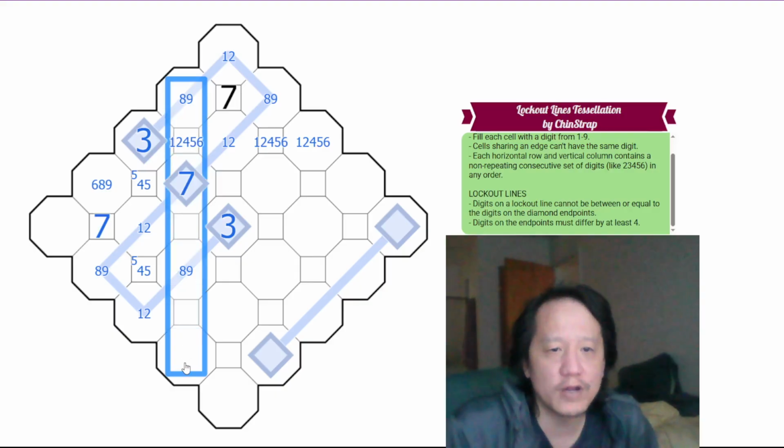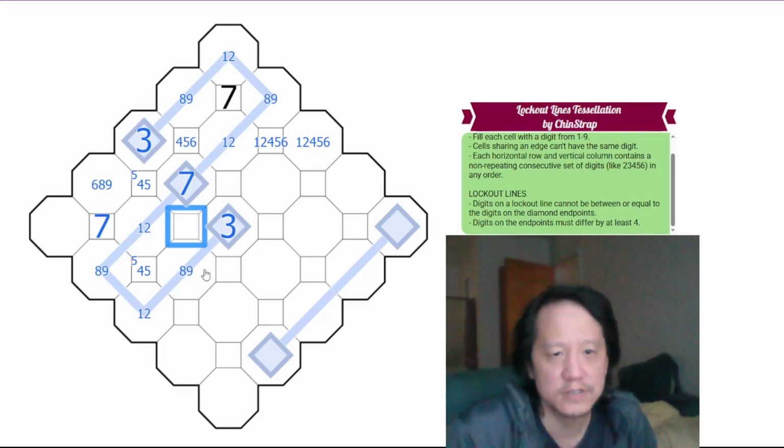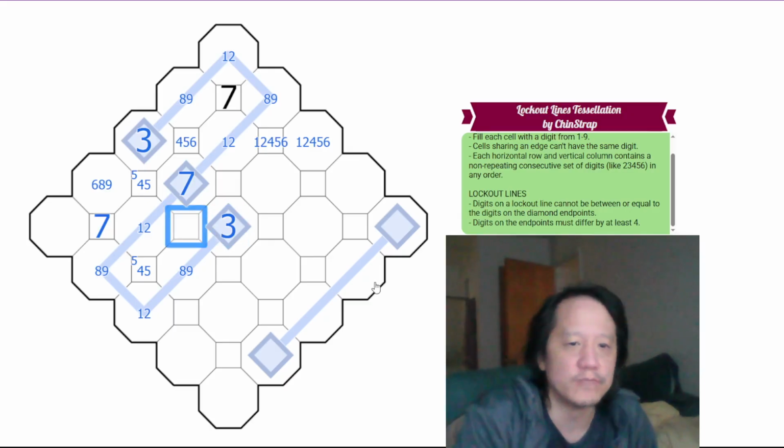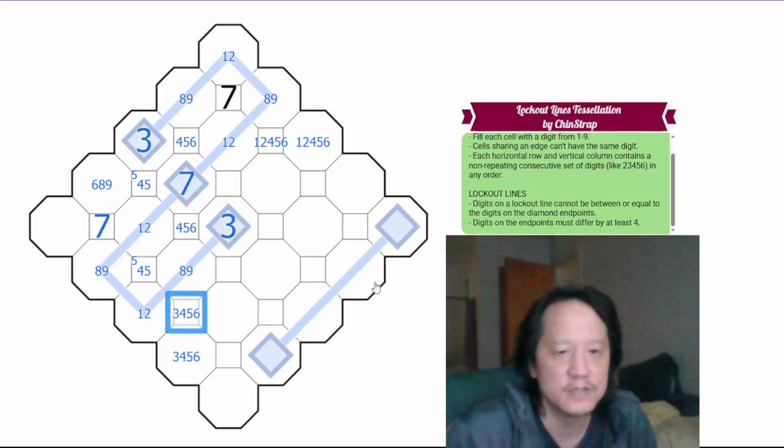And column 4 has to be 7, 8, 9. So therefore the rest is 3 through 6. This can't be 3 because of the 3 in the row. So it's 4, 5, 6. This is 3, 4, 5, 6, 3, 4, 5, 6.